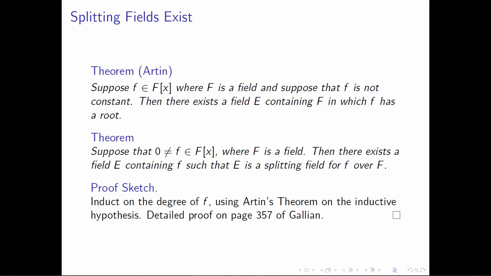If you assume then that the polynomial has degree larger than 1, what you need to do is work inside of a field, using Artin's theorem, that contains a single root of that polynomial. Then you can factor out x minus the root, and the thing that's left over has smaller degree, and you can use your inductive hypothesis. Really, filling in the details of that argument is all you have to do for the proof of the latter theorem here. So I'm not going to do it in detail.